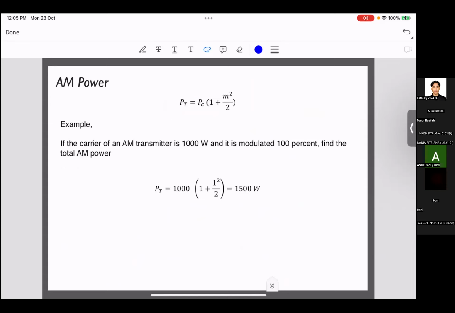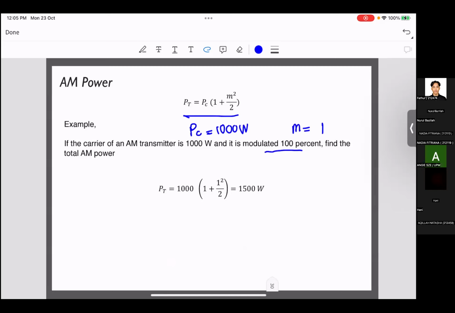Okay, after this example, we will take a break. So let's do this example first. So this is our equation for the power transmitted for the AM. So this is Pc times 1 plus m squared over 2, right? So for example, if the carrier of an AM transmitter is 1000, and it is modulated by 100%. So your m is equal to 1. And your Pc is 1000 watt. Find the total AM power.